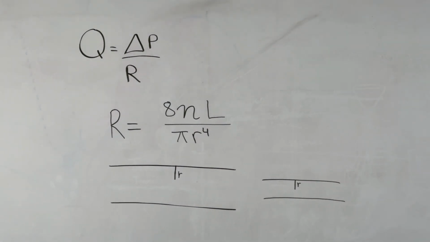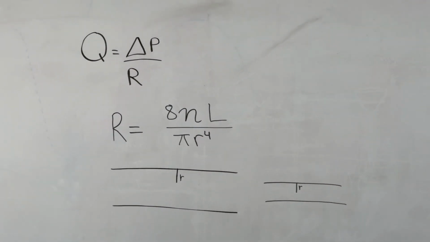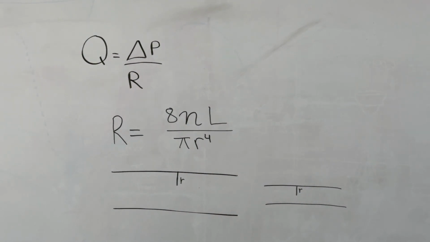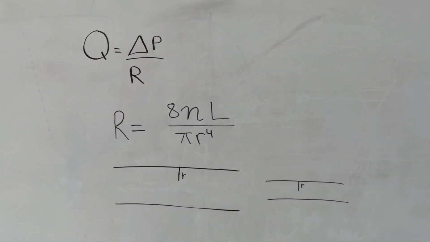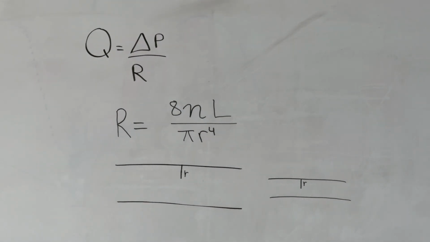In this experiment, eta and the length of the tube are not going to be changed, so really the radius is the only major factor. And when the radius of the tube is decreased, the resistance of the tube is increased.